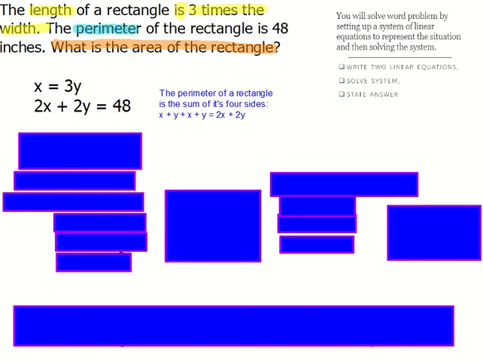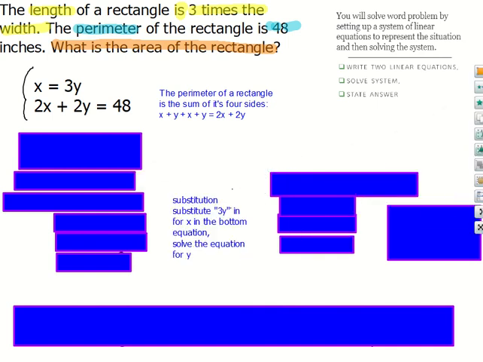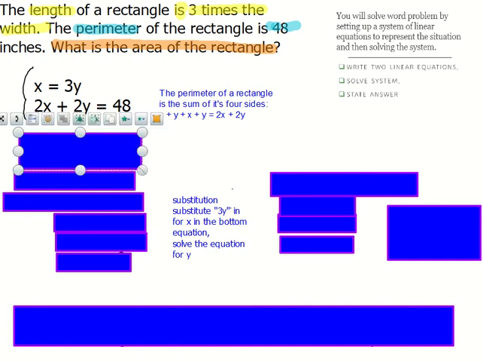So I have my system of equations now. If you notice, the top equation is solved for x. X is equal to 3y. So I could use substitution for this problem. I'm going to substitute 3y in for x in the bottom equation, and then I'm going to solve the equation for y. So here's what it would look like.